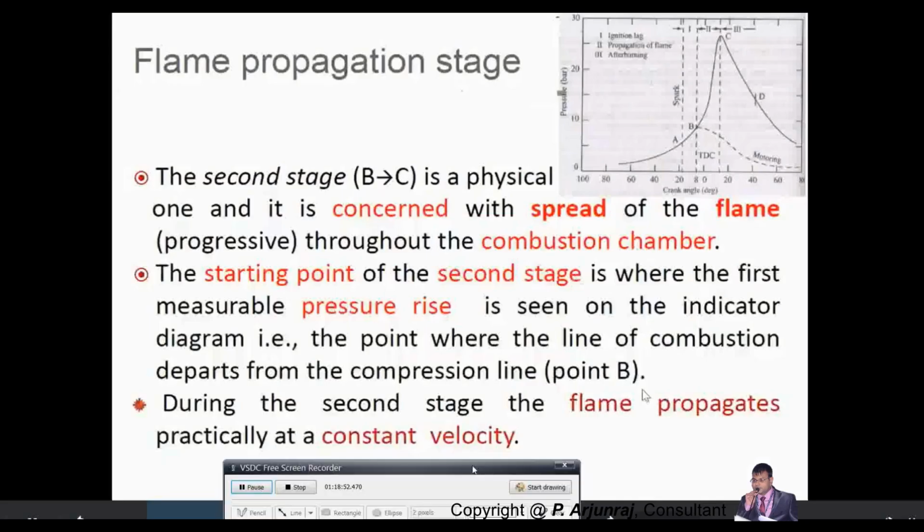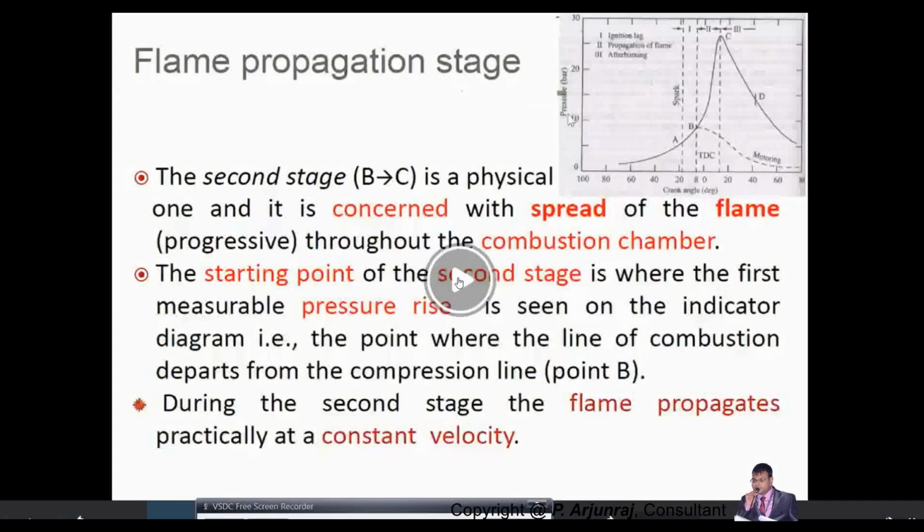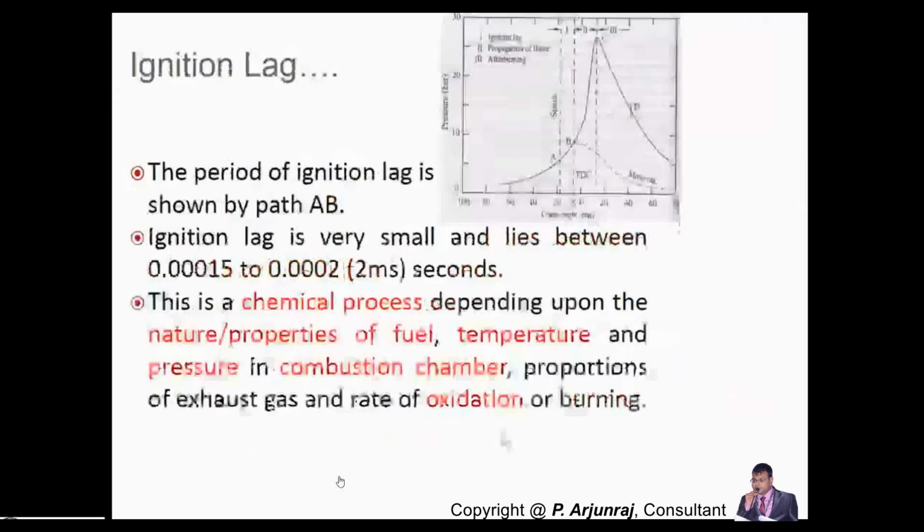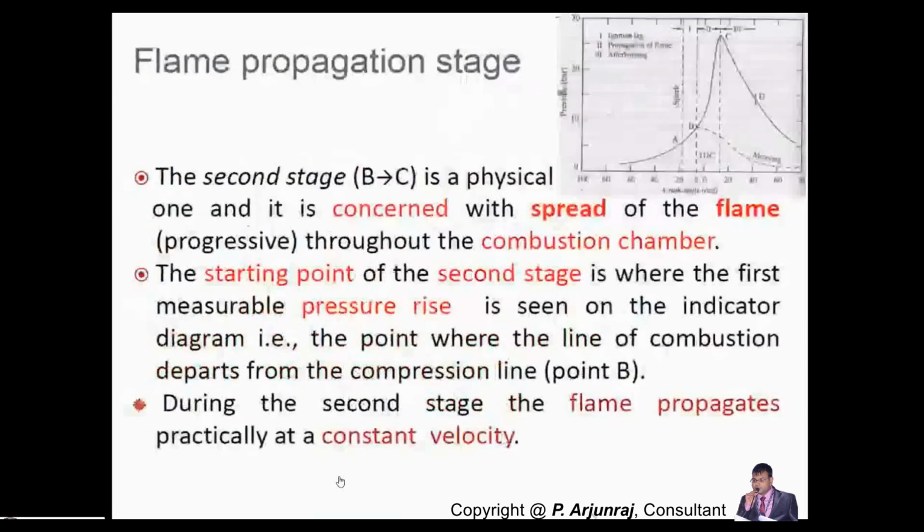Whatever I told is like this, measuring between the pressure and crank angle. You call this an indicator diagram. And this is very much important: during the second stage, the flame propagates practically at constant velocity. Almost the velocity is going to be the same. If the velocity is going to be high, there can be a problem of even knocking.